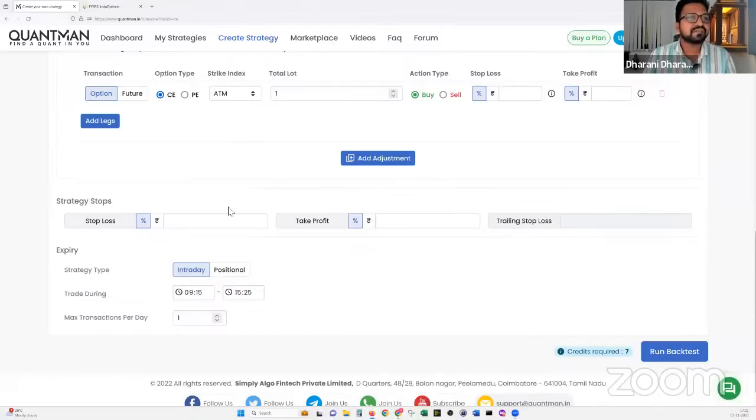Next is going to be the strategy stop. If you want a stop loss on a strategy, like 1,005 rupees or 10% of profit, if it comes, you can exit the trade. I'm not going to use any of these things as of now.